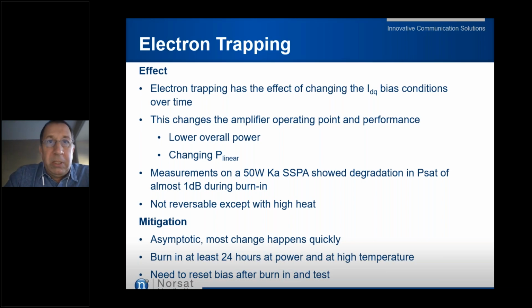However, the good news is that this is an asymptotic phenomenon, in that most of the change happens very quickly. Within 24 hours, most of the changes have occurred. So by building in a burn-in with high power and certainly high temperature, you can get most of this electron trapping effect to occur, and then you can reset your system. You can't go back to the original bias conditions, but you can reset the bias conditions to something new and get most of your performance back.